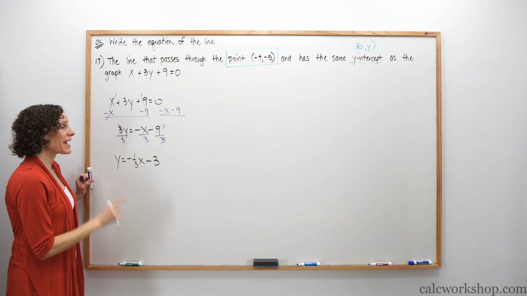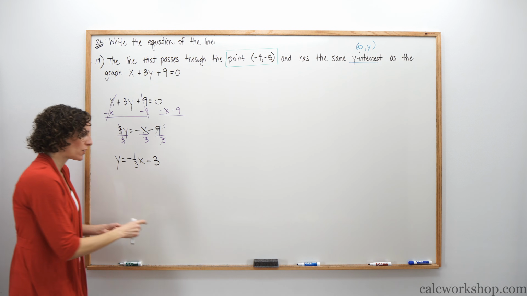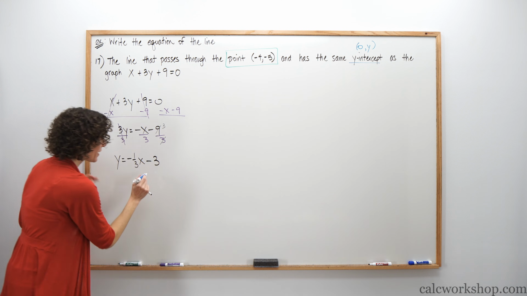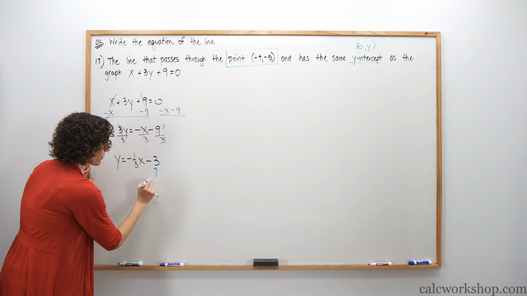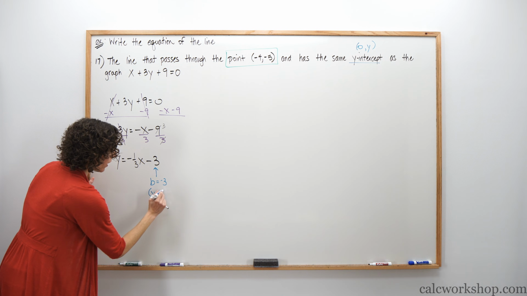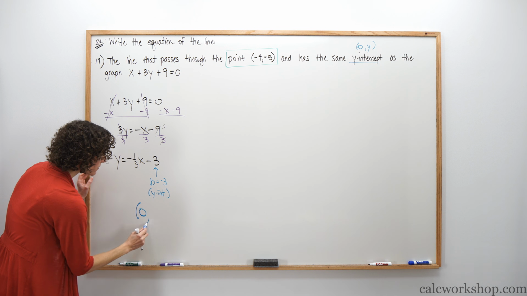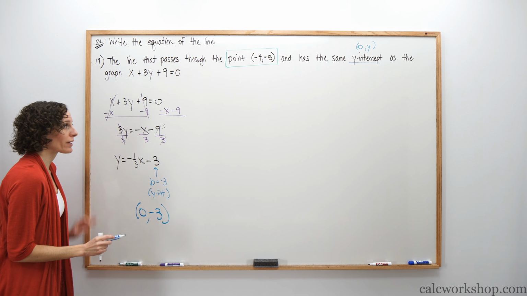Now, we aren't saying that it has the same slope. We're only saying it has the same y-intercept. So notice this right here is b equals negative 3. This is the y-intercept, which means it is the ordered pair 0, negative 3.